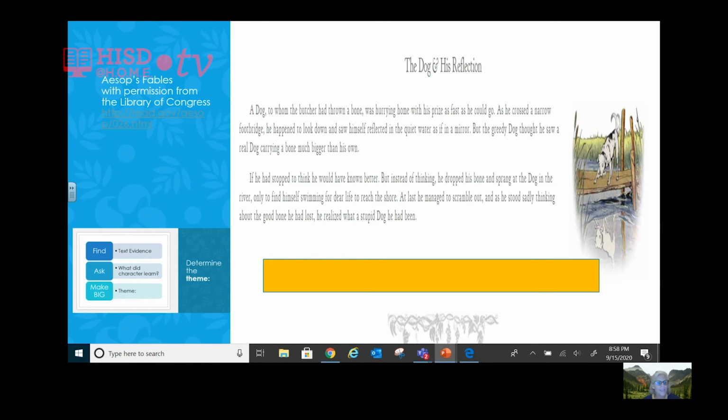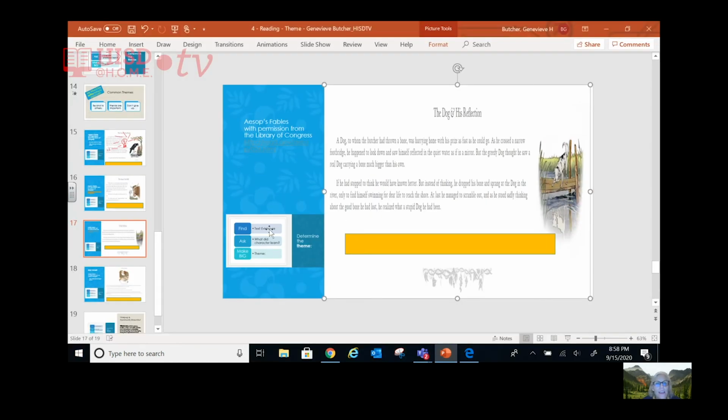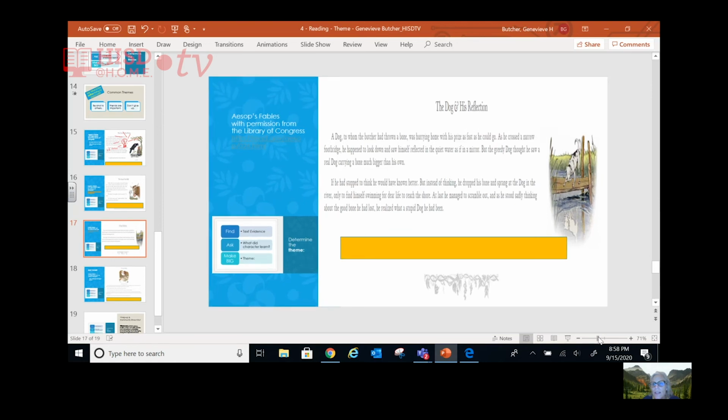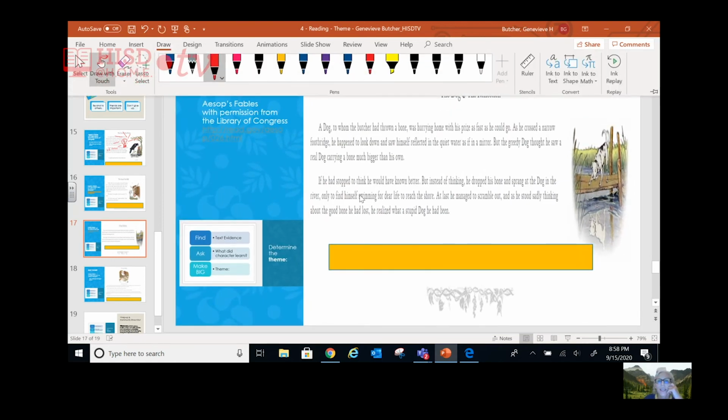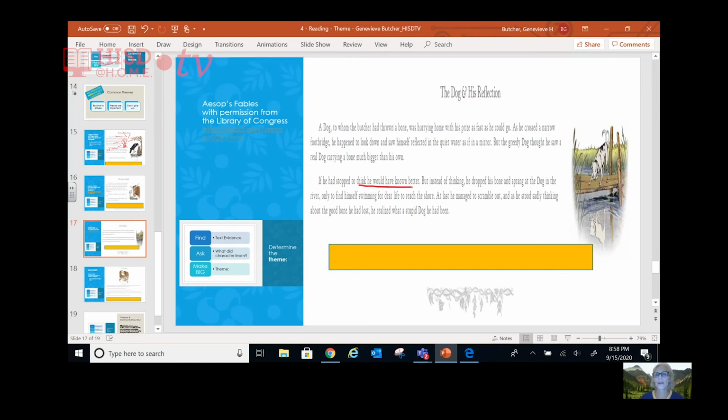So I'm looking at the text evidence and I'm thinking, how do I figure out the theme? So I think what I'll do here is I'll say, okay, if he had stopped to think he would have known better, but instead of thinking, he dropped his bone, right? He did all that. At last he managed to scramble out, and as he stood sadly thinking about the good bone, he realized what a stupid dog he had been.